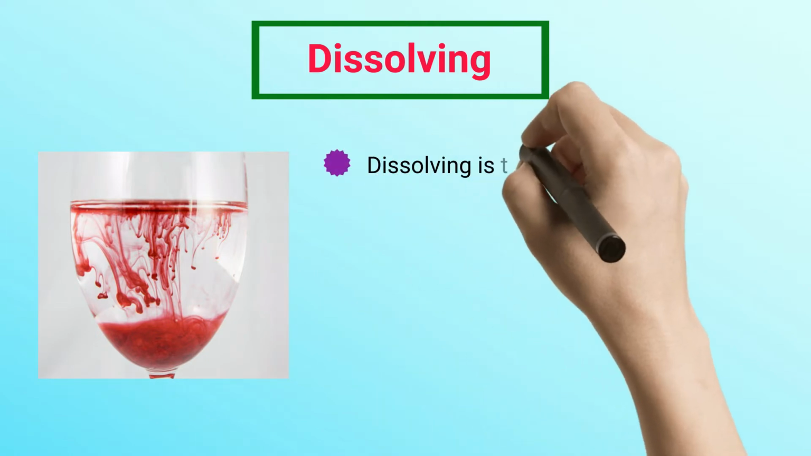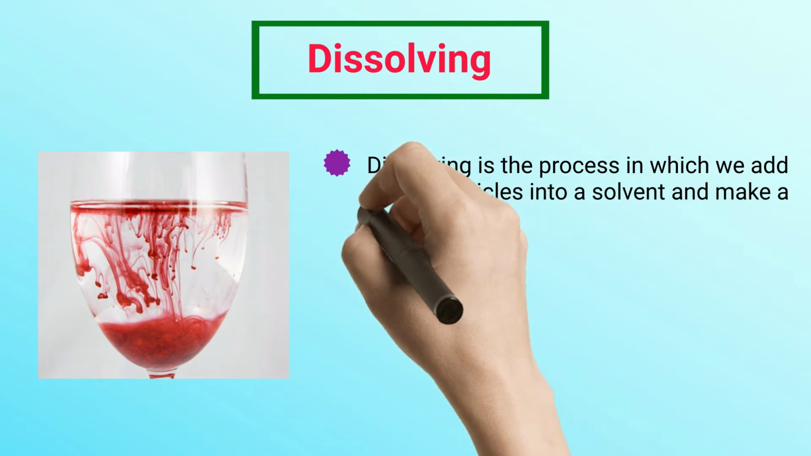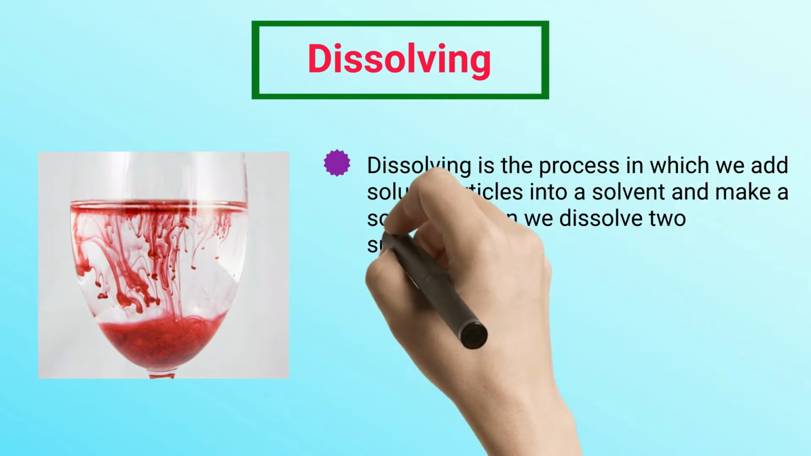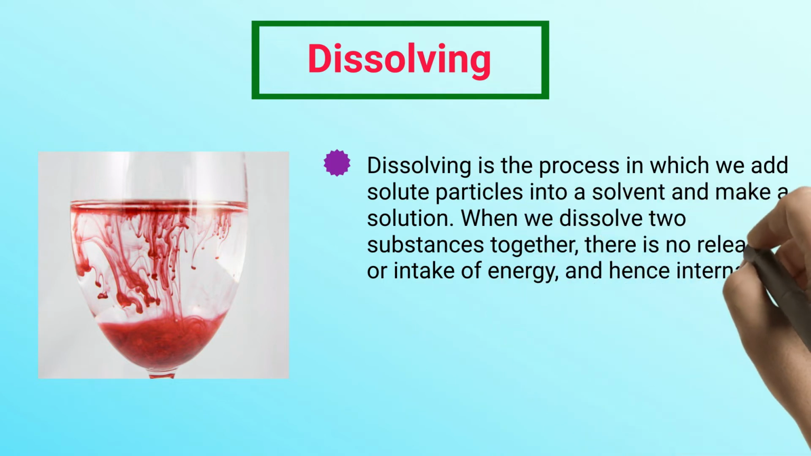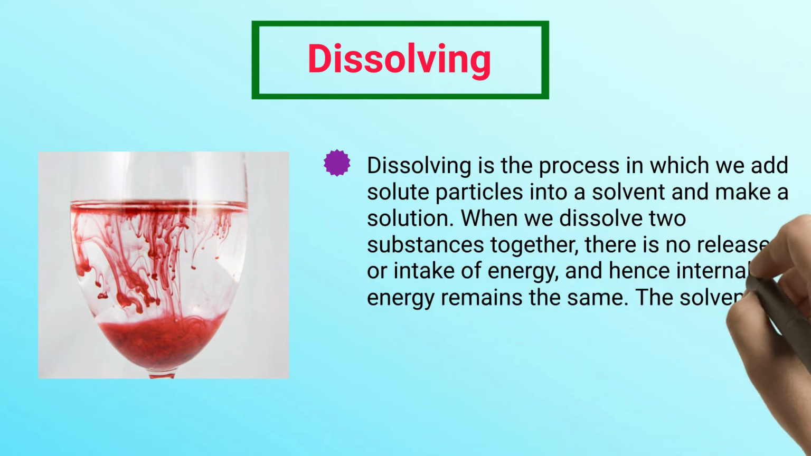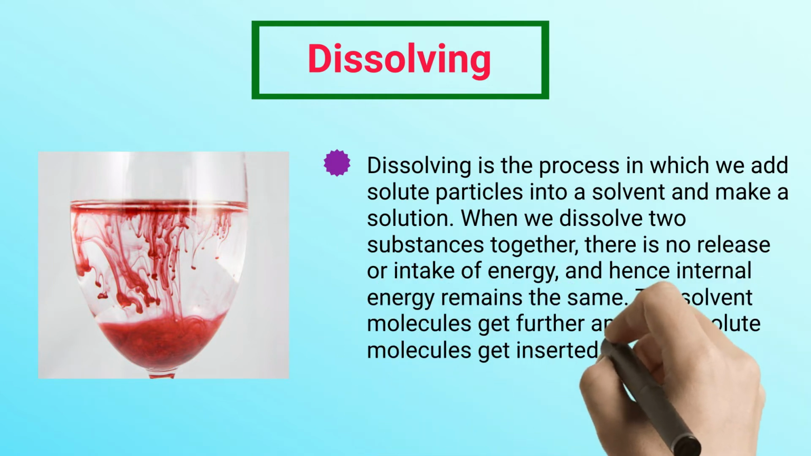Dissolving. Dissolving is the process in which we add solute particles into a solvent and make a solution. When we dissolve two substances together, there is no release or intake of energy, and hence internal energy remains the same. The solvent molecules get further apart, and solute molecules get inserted.